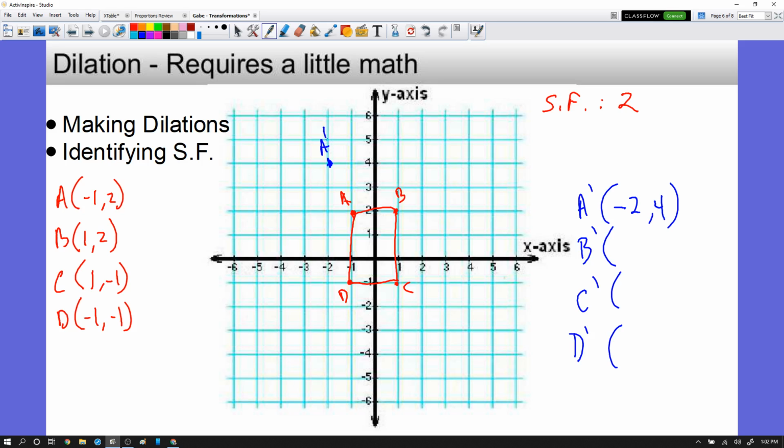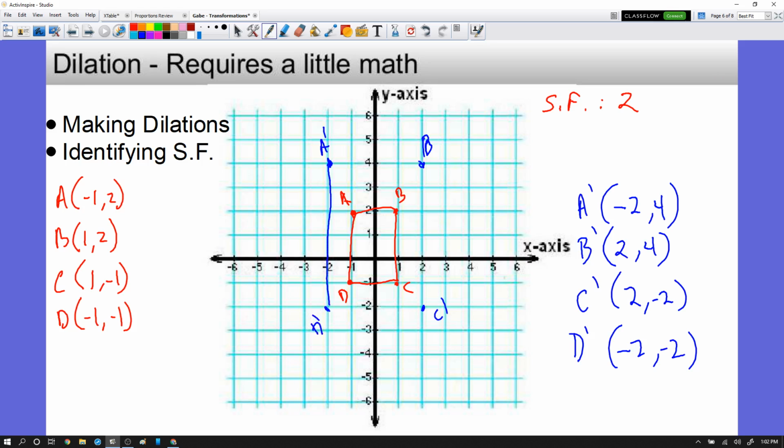That way we are notating what the image looks like from the pre-image. We can see that it's getting bigger and that matches with our scale factor, and that's coming up soon. Then 2, 4. Then 2, -2, and then -2, -2.